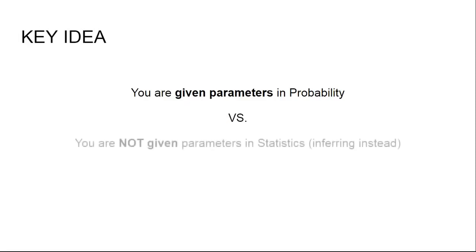Here is the key idea, or possibly the key idea, to remember. You are given parameters in probability. In other words, you somehow have access to the whole population. Whereas in statistics, you are not given parameters and instead make inferences. You can use this idea to quickly recognize a problem type.